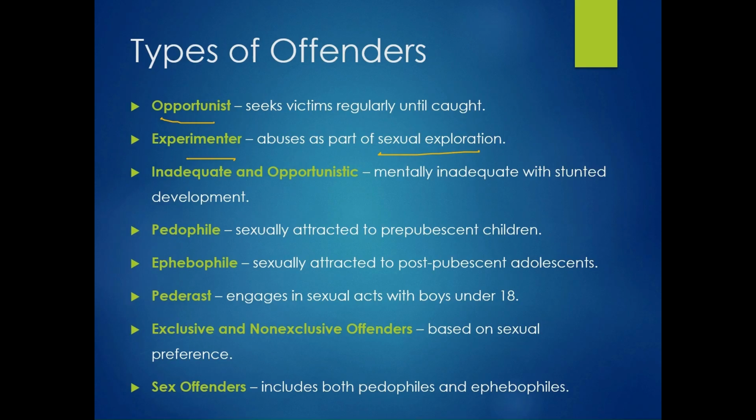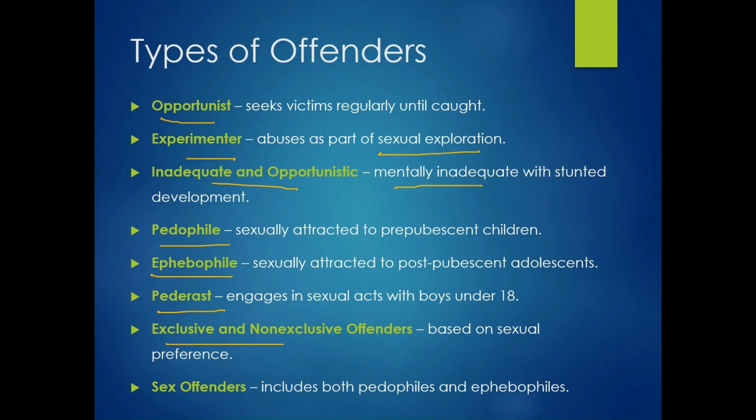Third, we have inadequate and opportunistic offenders. They have mental deficiencies and poor judgment about what needs to be done and what shouldn't be done. So they have inadequate growth or development. Then we have the pedophile. Pedophiles commit crimes against prepubescent children, which means children who have not attained puberty. Then we have ephebophiles. These are people who commit crimes against teenagers. And then there are pederasts who engage in sexual acts with boys under 18.